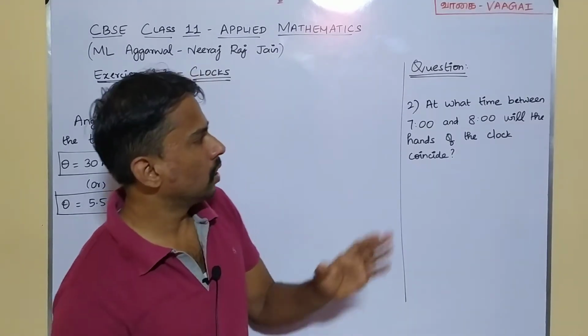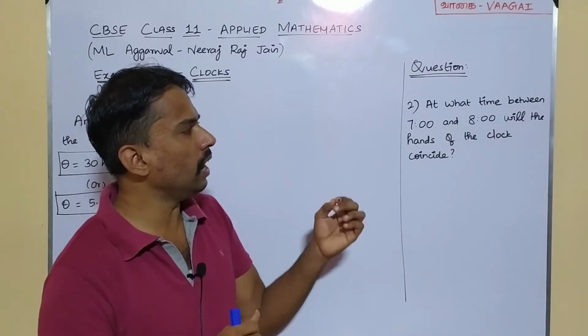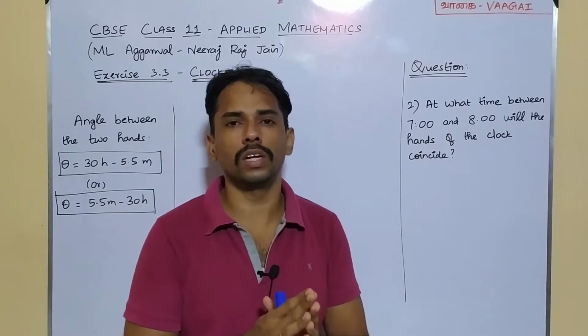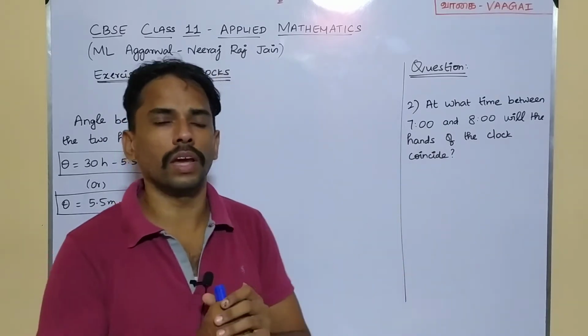Question number 2: at what time between 7 and 8 will the hands of the clock coincide? A similar question to what we have seen in the first one.